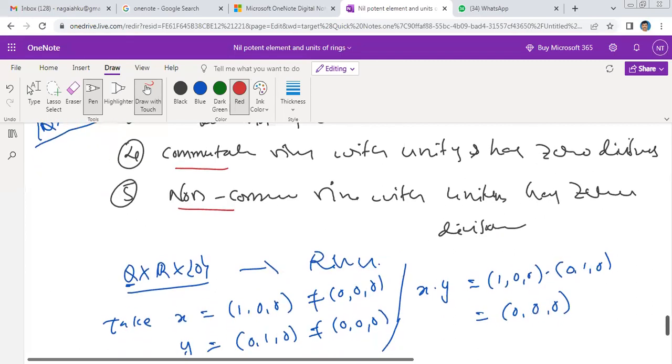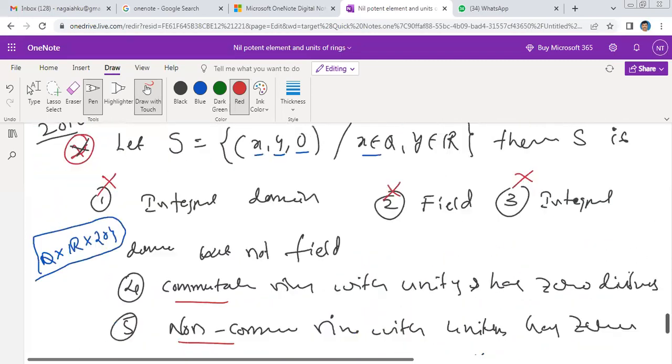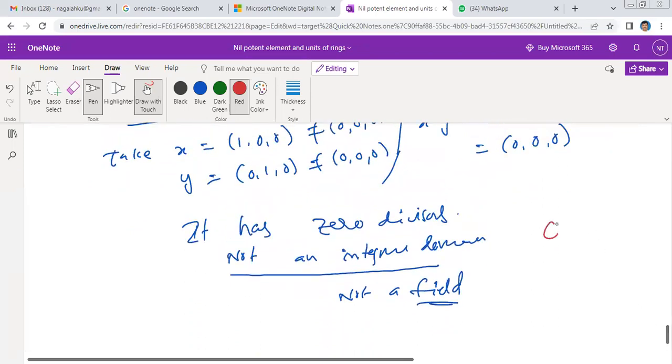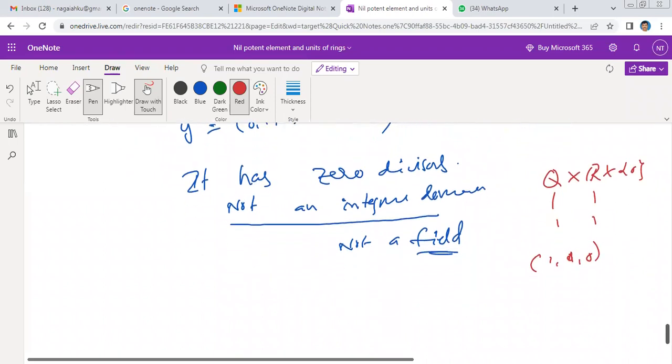Commutativity property, identity. What is the unity element in Q cross R cross singleton set 0? The identity element here: this is 1, this is 1, this is 0. Therefore (1, 1, 0) is the unity element.